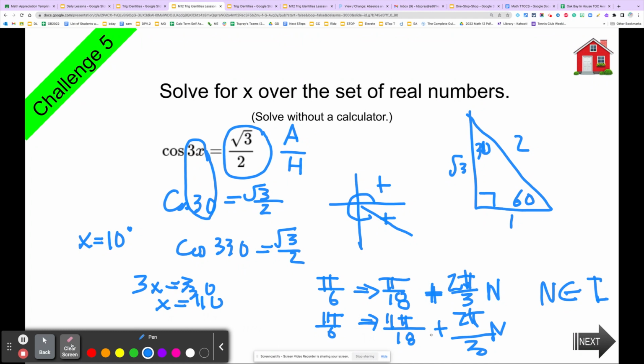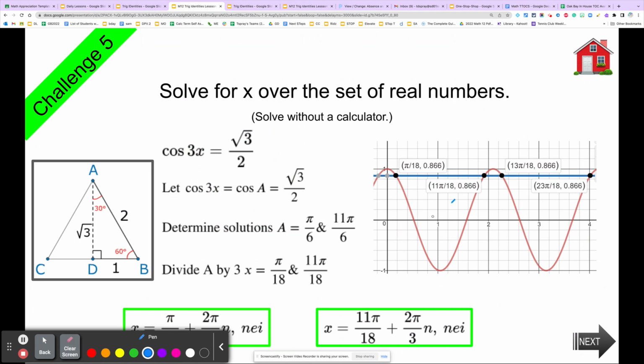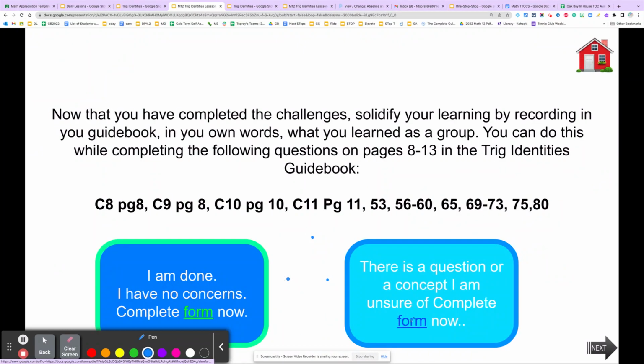And I'm going to clear the screen. All right, so what we did is, as you can see, we got our pi over 6 and our 11 pi over 6. We divided them both by 3, giving us the 18. And here's our solution. So I hope that helps. Obviously, it was a really tricky lesson, and there's a lot to think about there, and I hope this helps.